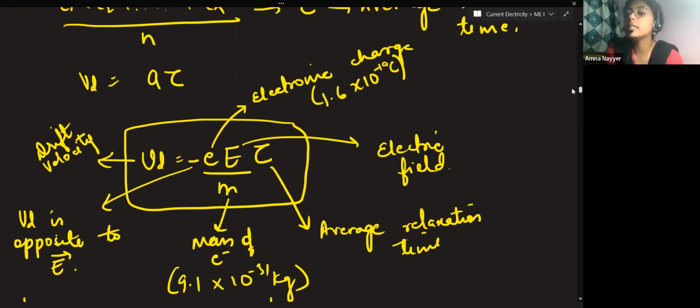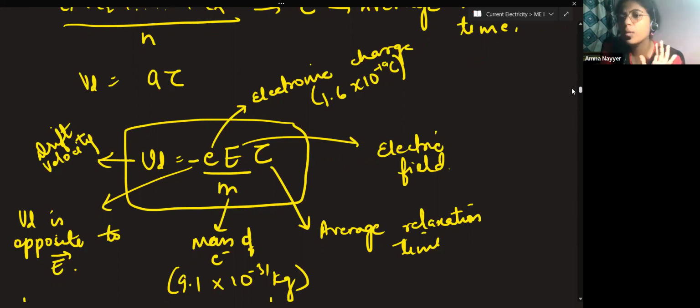Now, what does each term represent in this formula? VD is the drift velocity that I have already told you, which has a physical significance. In the formula of drift velocity, the small e represents the electronic charge. Electronic charge is what? 1.6 into 10 to the power minus 19 coulombs. This is the amount of charge that is present in a single proton or single electron. I hope you remember this charge because in your examination, this charge won't be given. This electronic charge value will be used till your semiconductors lesson, till your last lesson.